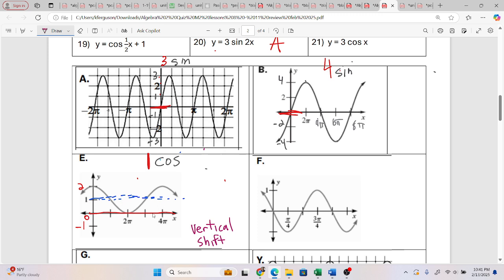The red line right here that I drew is on the x-axis. That is ordinarily the middle line or the midline of my cosine graph. But where's the midline for this graph? It's at 1. It went up 1 unit. So that means my vertical shift will be 1.